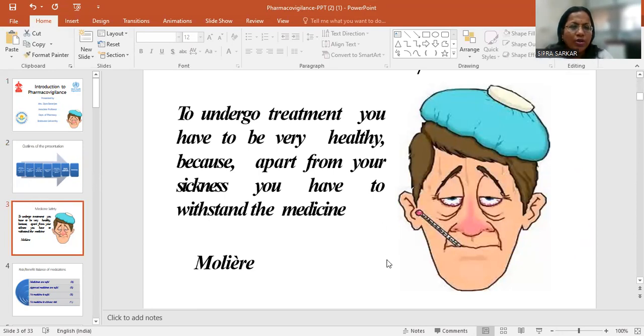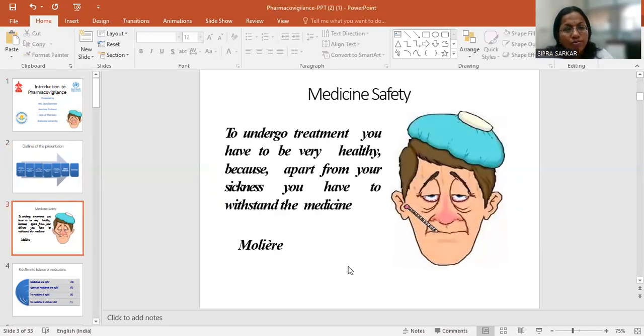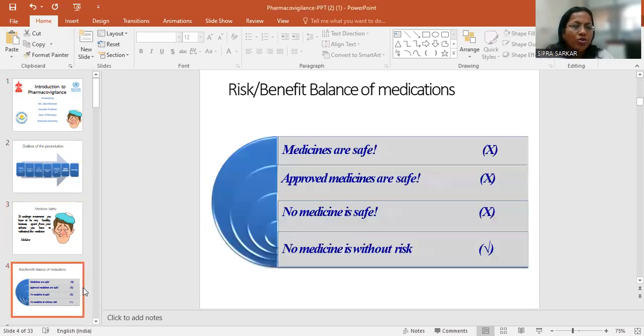To undergo treatment, you have to be very healthy because apart from your sickness, you have to withstand the medicine. That means whenever you are diseased and taking the medicine, your body should be able to accept the medicine. Okay? So there are some risk-benefit balances of medication, and there are different myths like this: medicines are safe, approved medicines are safe. No medicine is safe and no medicine is without risk.